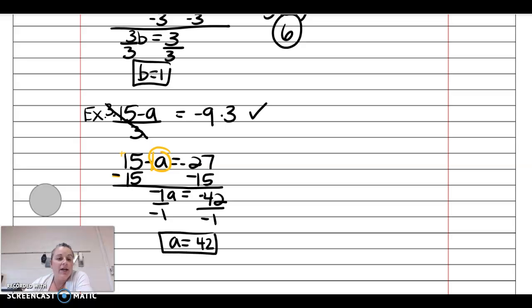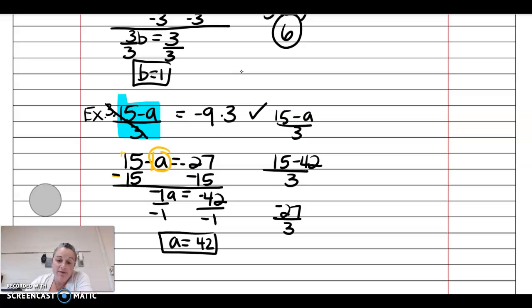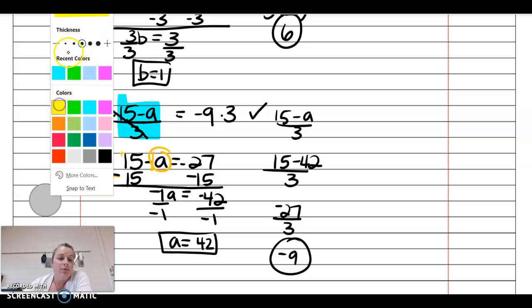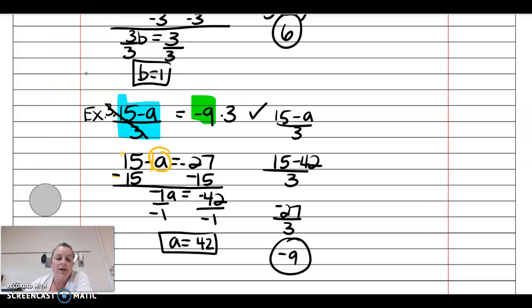And then when we go do our checks, we're going to check that left-hand side first. We have the 15 minus a, over 3. So we have 15 minus 42, over 3. 15 minus 42 is negative 27, over 3, which gives me a negative 9. And the right-hand side, oops, green, already is that negative 9, so we're done.